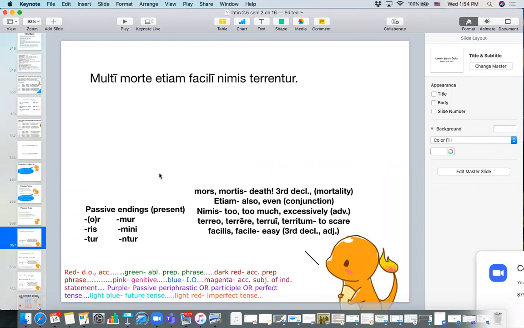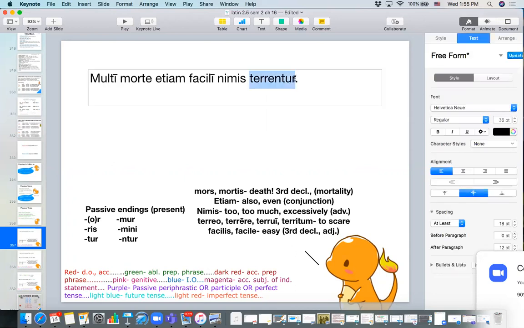That's fine. Multi, morta, etiam, facili, nimis, terentur is going to be like many. Many should probably be our subject. That's what we should assume. It doesn't go with death. Death is ablative for some reason, and we don't know why yet. But just many, I can skip everything, and my verb is terentur. So if it was many terrent, that would be many actively terrify, or many are actively terrifying a direct object. But since it's terentur, that is passive. So it's going to be not many actively scare or terrify something, but many.